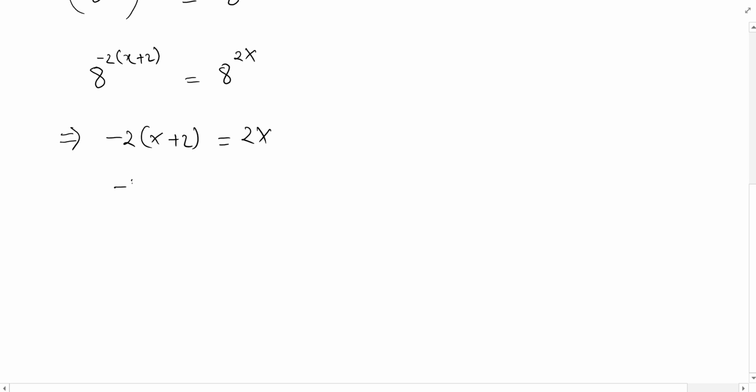Now we expand the left hand side. We're going to get negative 2x. We FOIL minus 2 inside, so we multiply minus 2 with the first and then minus 2 with 2. So minus 2 with 2 is going to give you negative 4.